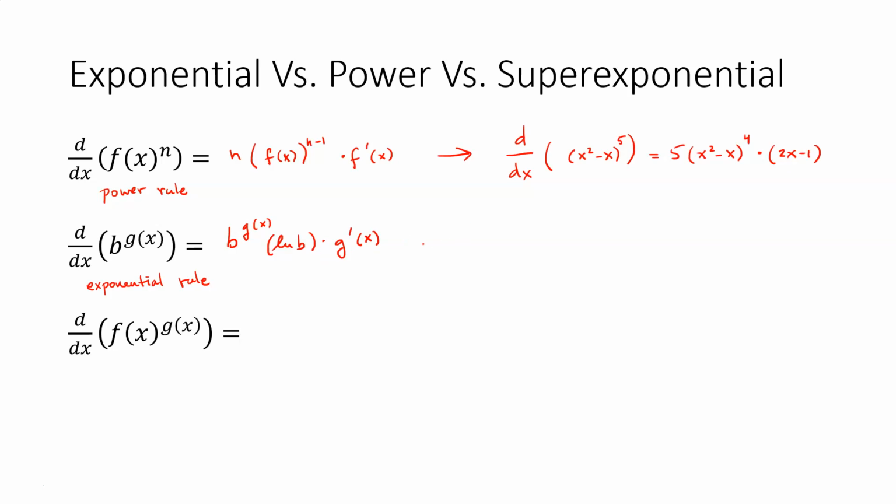Now suppose I have something like this, where I've got a constant in the base, and then some function in the power, like x squared minus x again in the power here. Okay, well, we know it's now an exponential function, so it'll be 2 to the x squared minus x, times ln of 2, and then again times the derivative of x squared minus x, so 2x minus 1.